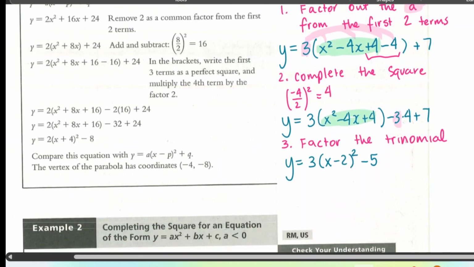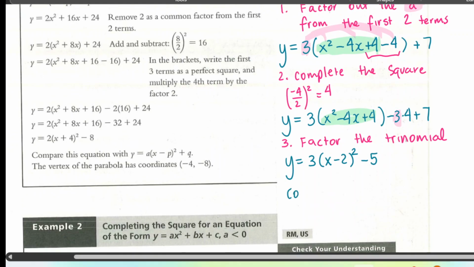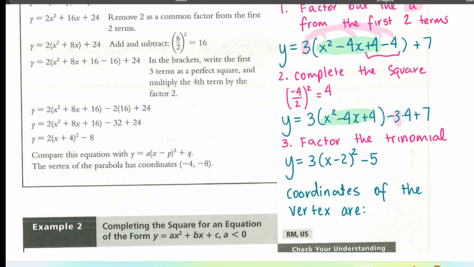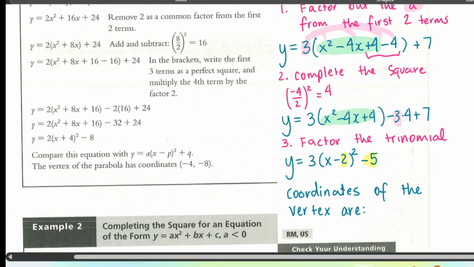Now the final answer to the question is, what are the coordinates of the vertex? We can just read it directly from the equation. It's going to be 2 and negative 5. Remember that you do have to change the sign of the x coordinate. It's not negative 2, it's just positive 2 there. So the x coordinate of the vertex is 2 and the y-coordinate is -5.